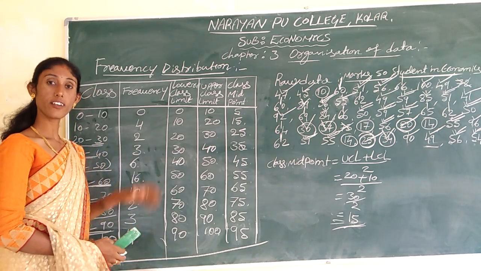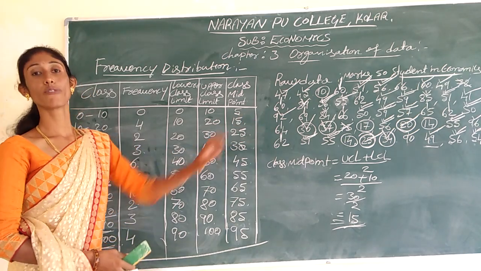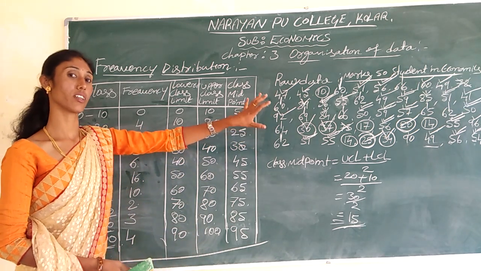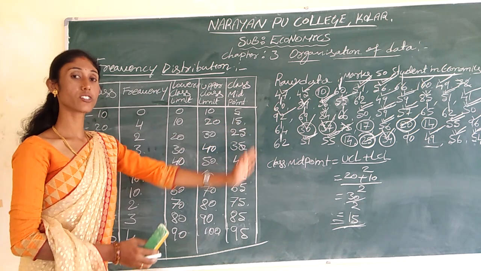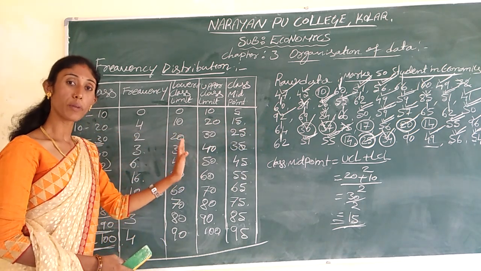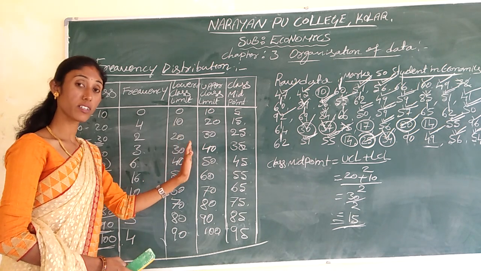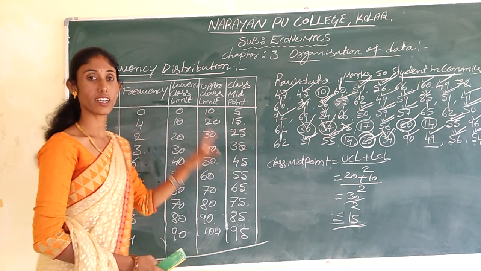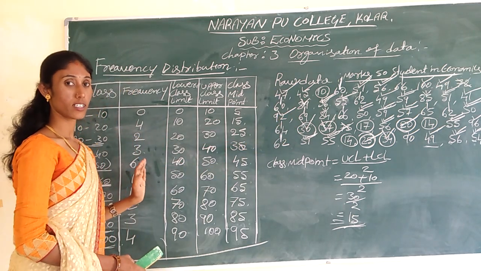This is how we can make a frequency distribution table with the help of raw data. This is how we can classify, organize, or arrange the raw data in a proper order. This is nothing but frequency distribution. Frequency distribution means arranging or classifying the raw data in an order, that is, class frequency distribution.